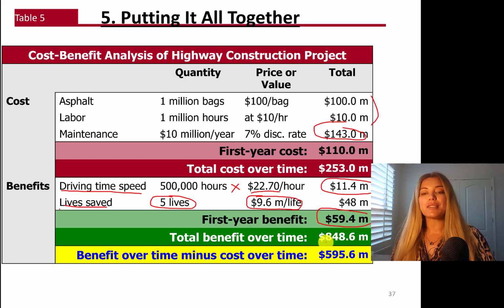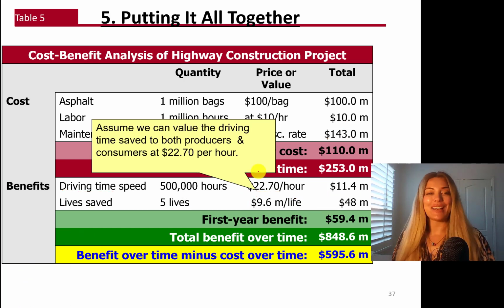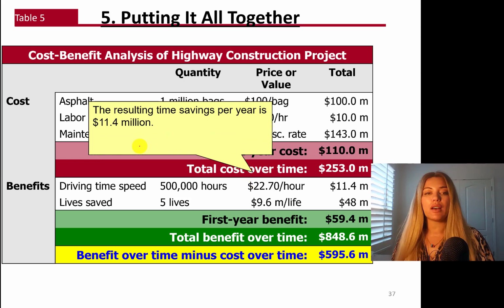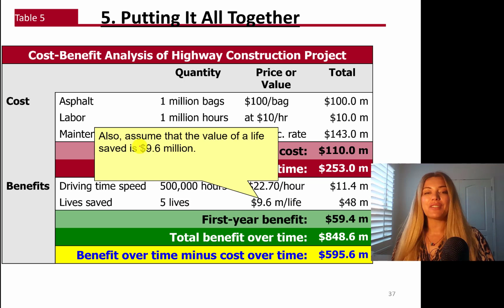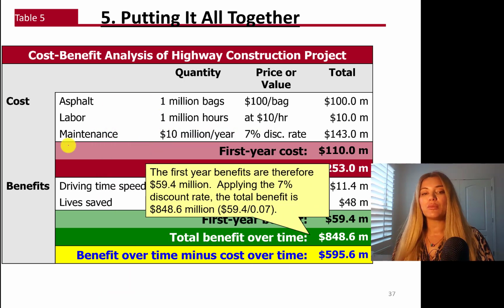Total benefit over time is calculated by the present discounted value of this infinite sum, right? So we are just going to go over it one more time. Assume that we can value driving time saved for both producers and consumers at $22.7 per hour. The result would be $11.4 million. Also, value of life is $9.6 million. Statistical value, we talked about all the ways we can calculate the value of human life, times 5, $48 million. So first year benefits would be $59.4 million.